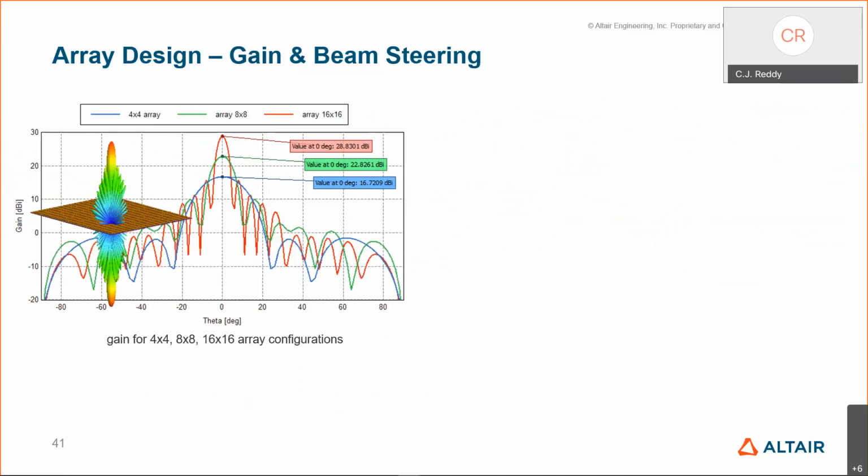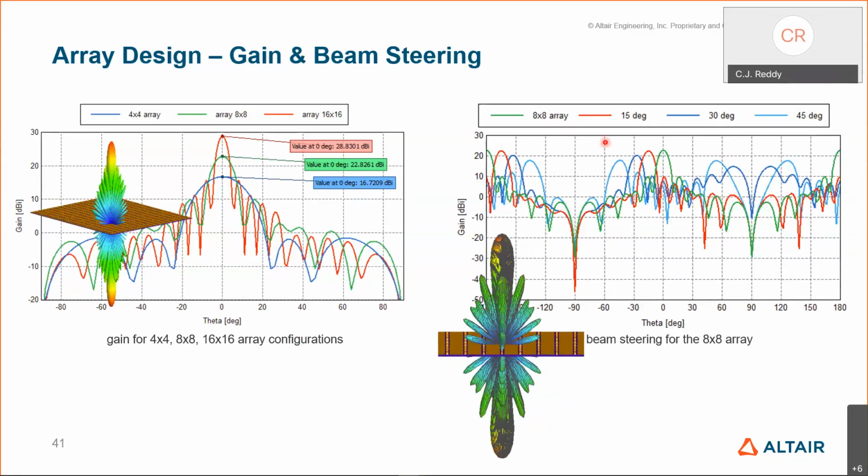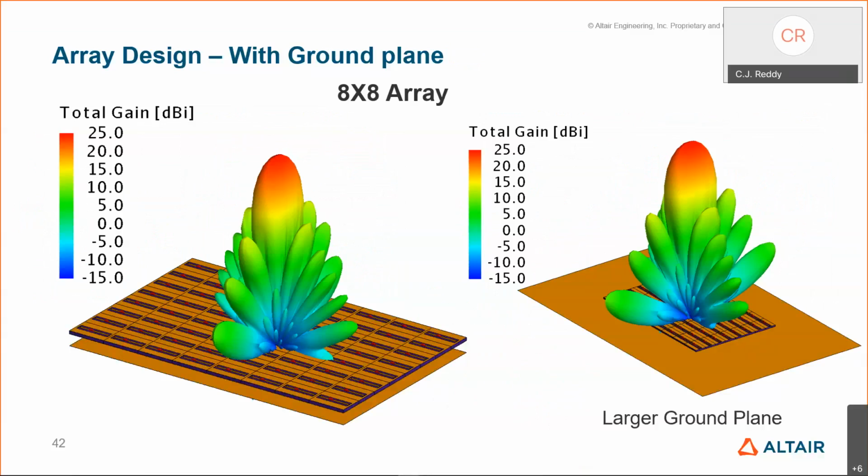And again, different array sizes will give you different gains, as you can see, but the scanning of them at various angles can also be seen. As you see, this is showing both sides, so normally that is not the case. You have a ground plane below this array. So if you put a ground plane, then of course your beam becomes one-sided.